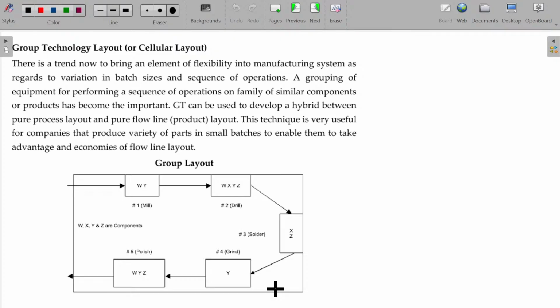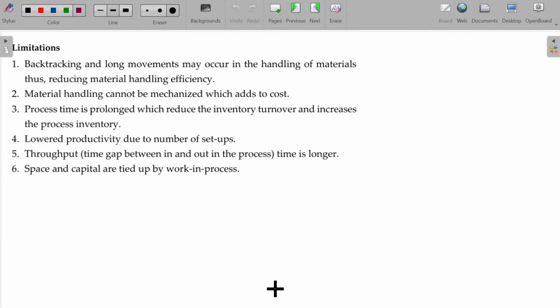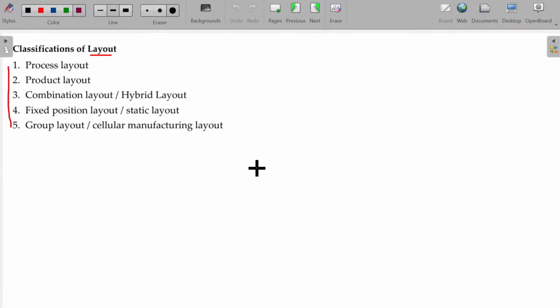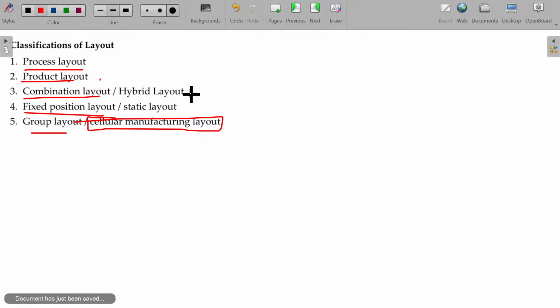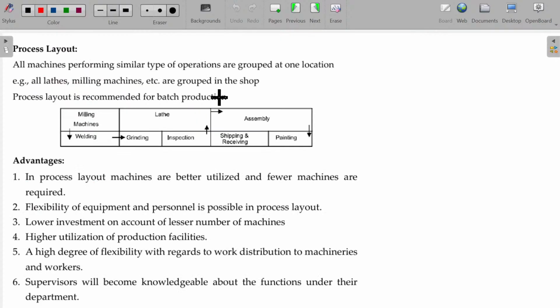Some basic theories here. Let me first finish off classification of layouts. We have process layout, product layout, combination layout, fixed position layout and group layout, otherwise named as cellular manufacturing layout. The combination layout is otherwise named as hybrid, fixed position layout otherwise named as static layout.